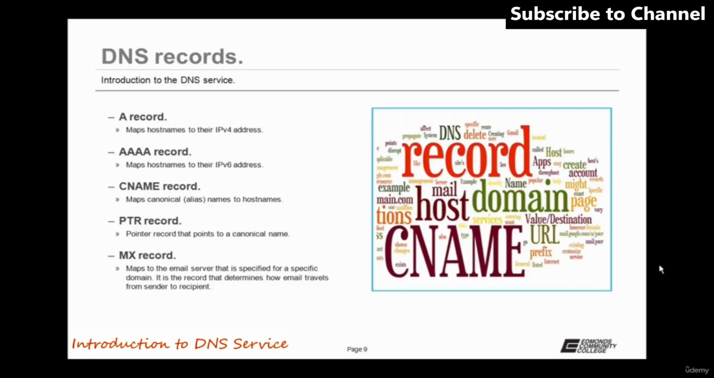The edcc.org can be the canonical name for edcc.edu. This works in part because of the pointer record, the PTR record. It's a pointer record that points out to DNS that there is a canonical name. And finally, we have the MX record. Now, this record maps to the email server that is specified for a specific domain. It is the record that determines how email travels from sender to recipient.